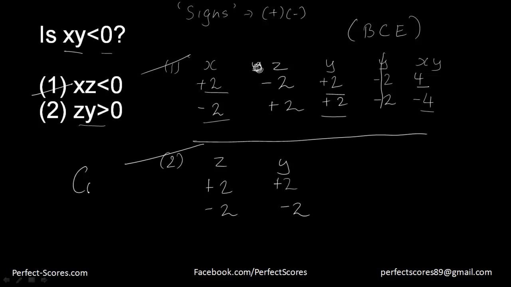But when I combine both the statements, I see that if z is positive, x will have to be negative, right? If z is negative, x will have to be positive. So from here, no matter what signs I choose, I will always get x into y to be less than 0. Which means, by combining, I'm getting my answer. Hence my answer is option C.